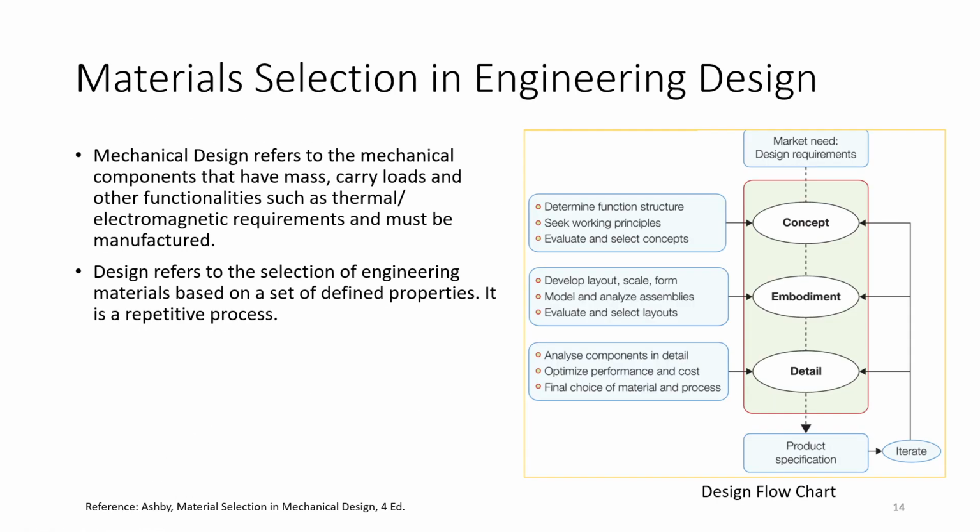Now we'll go through some lecture notes. Firstly, material selection in engineering design. Mechanical design refers to the mechanical components which have mass and can carry loads, and also have other functionalities such as thermal and electromagnetic requirements, and these must be manufactured. And the design refers to the selection of engineering materials based on a set of defined properties, and it is a repetitive process.